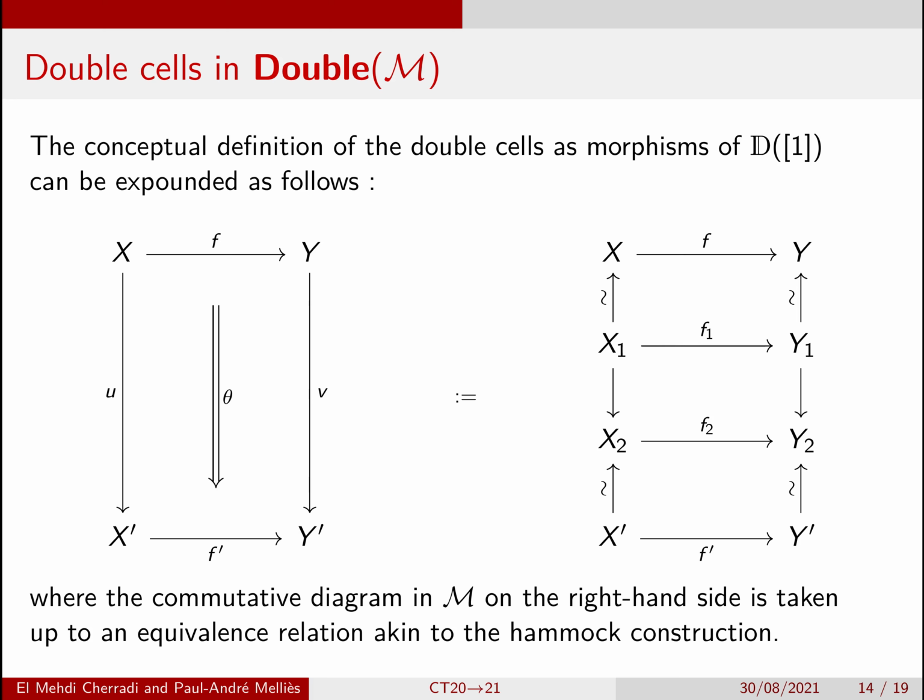So the conceptual definition of those double cells is in fact a morphism of D of 1, and we may see it as represented by those kinds of diagrams. So this is a double cell from F to F prime with vertical components U and V. And of course, we take the right-hand side to be a diagram in M that we consider only up to an equivalence relation that is akin to the hammock construction.